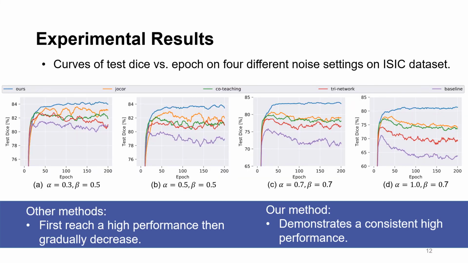In this figure, we show curves of test dice versus epoch. As can be seen, most methods first reach a high performance, then gradually decrease, indicating that the training is affected by noisy labels. In contrast, our method demonstrates a consistent high performance, which verifies the robustness of our training method.